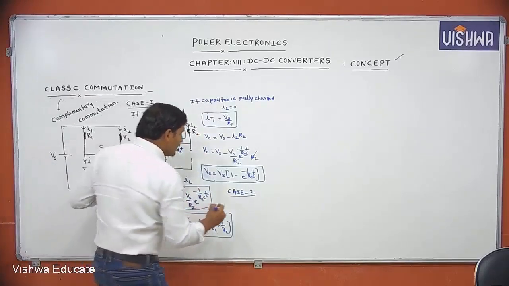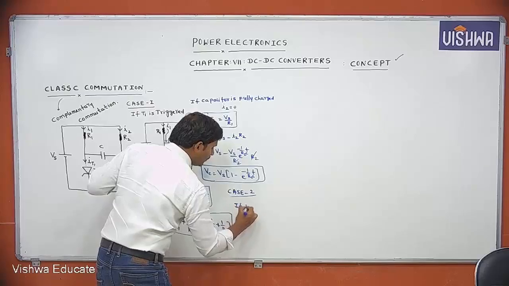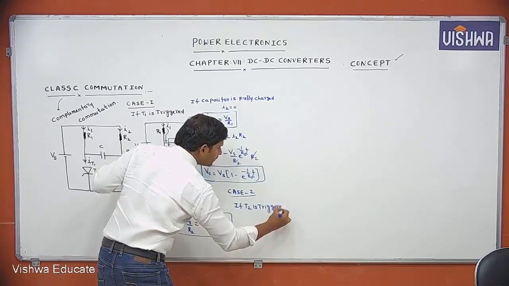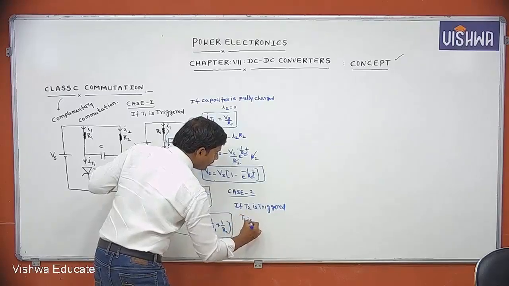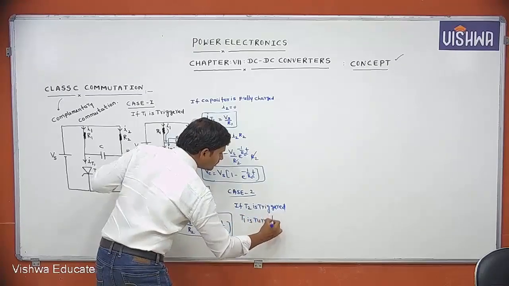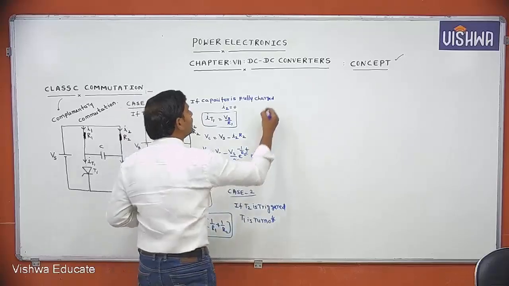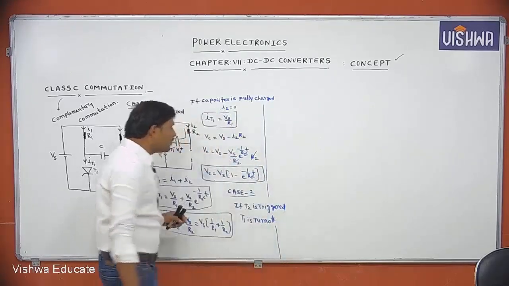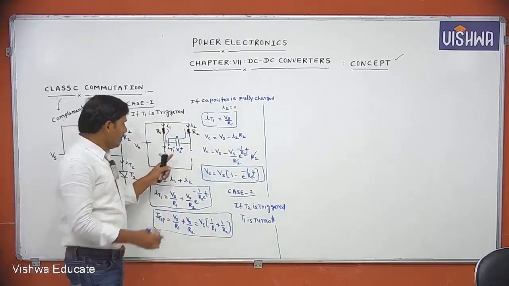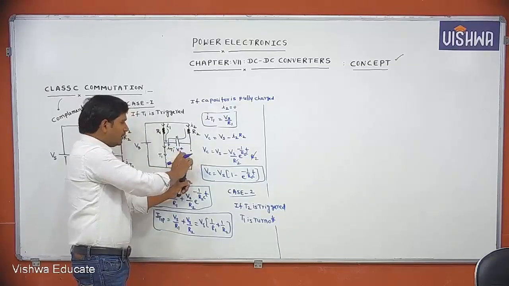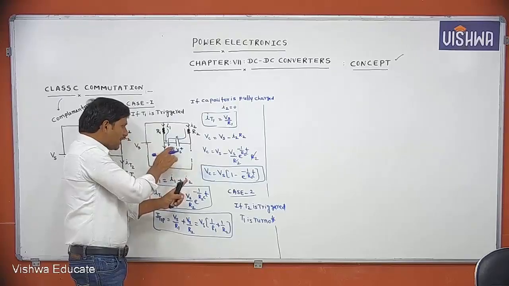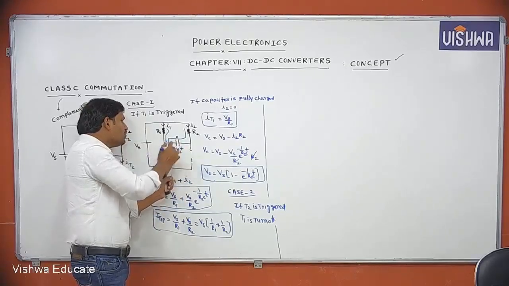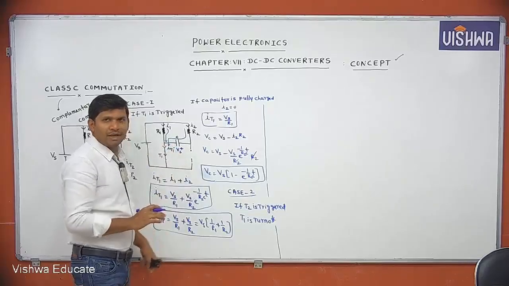If T2 is triggered, T1 is turned off. Why? Whenever T2 is triggered, the positive is connected here and the negative is connected here. With this polarity, a negative voltage will appear across T1, and then T1 will be turned off.